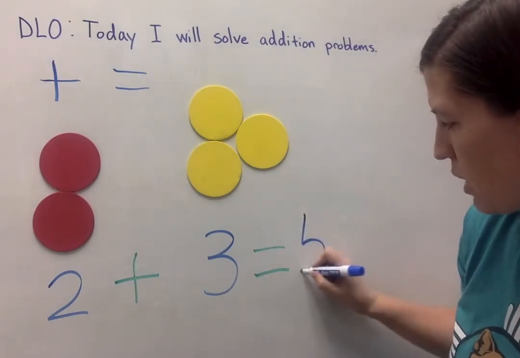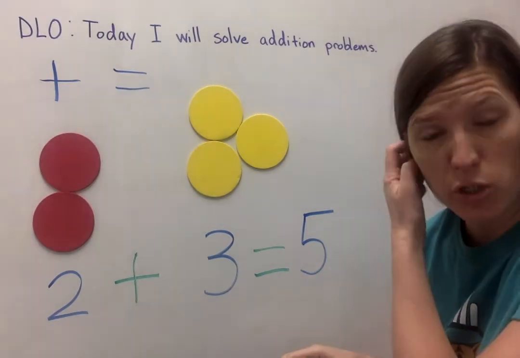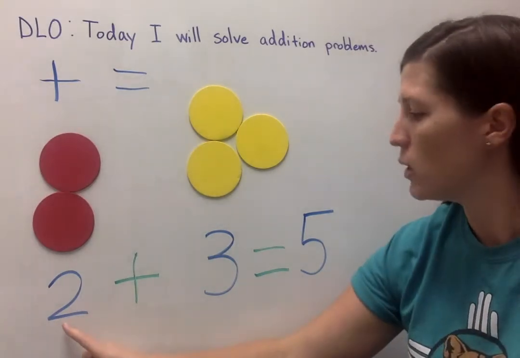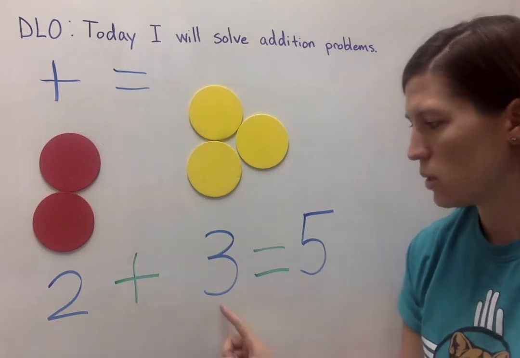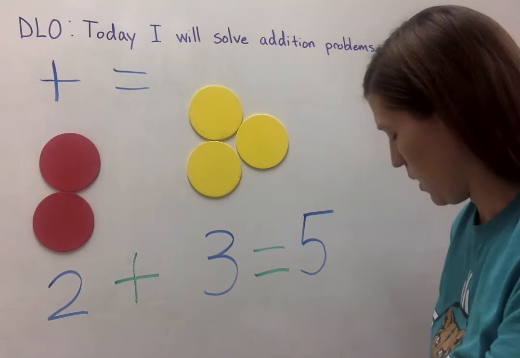Short neck, belly fat, Mr. 5 wears a hat. Let's read our equation. Say it with me. Ready, go. 2 plus 3 equals 5. Okay, let's do another one.